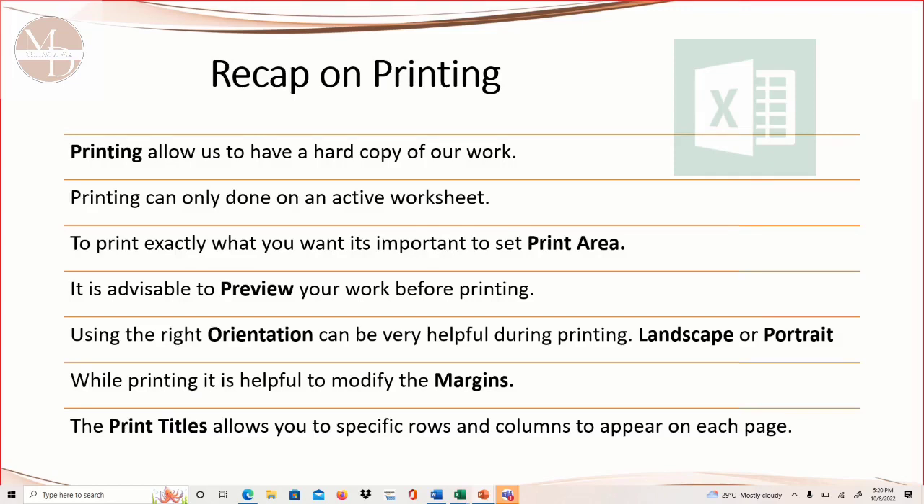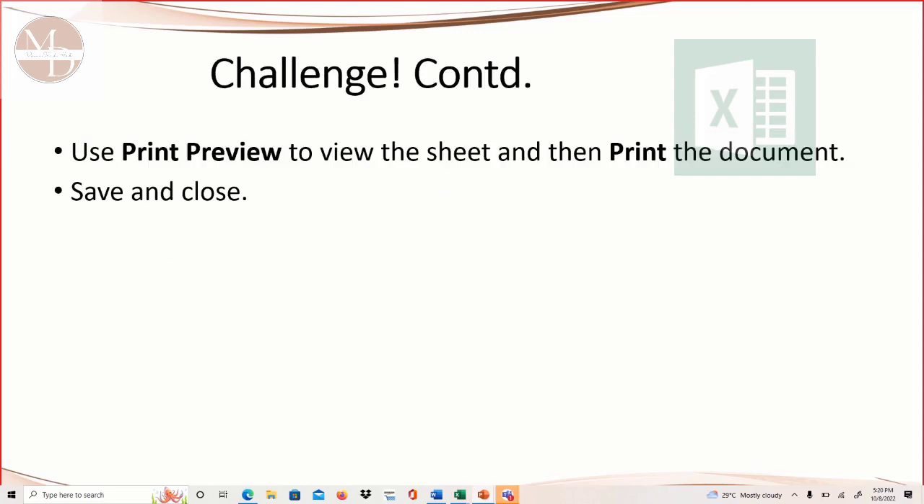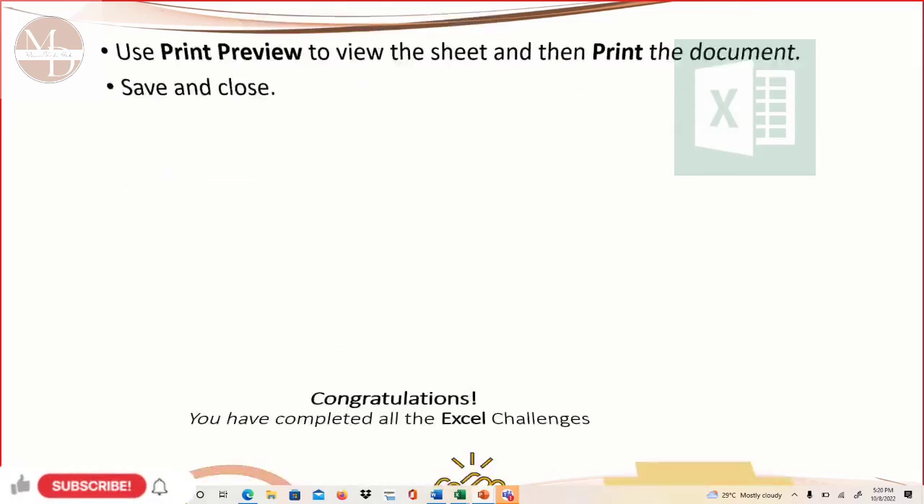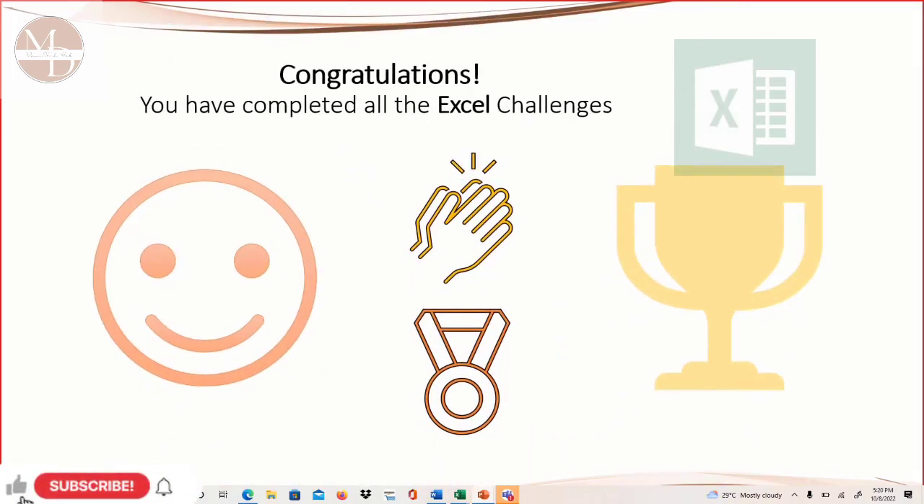Then page orientation, landscape or portrait. While printing, it is helpful to modify the margins. Then print titles allow you to specify the rows and columns to appear on each page. So this is a challenge. So we have come to the end of the challenge.